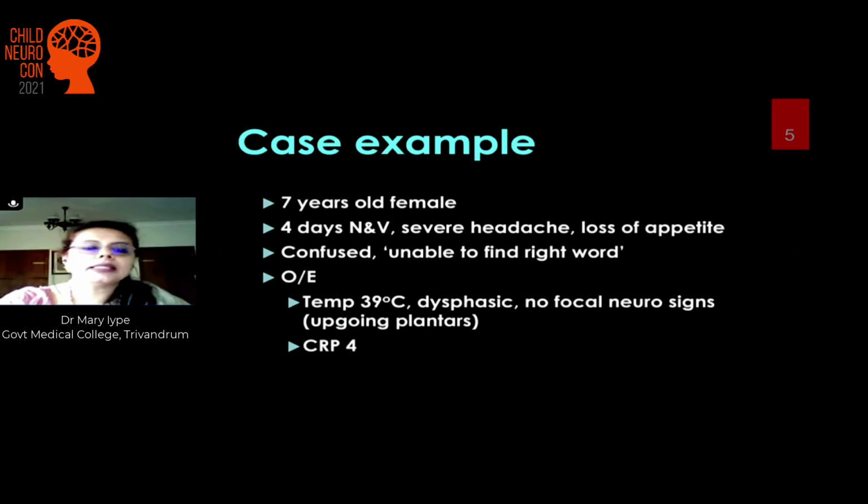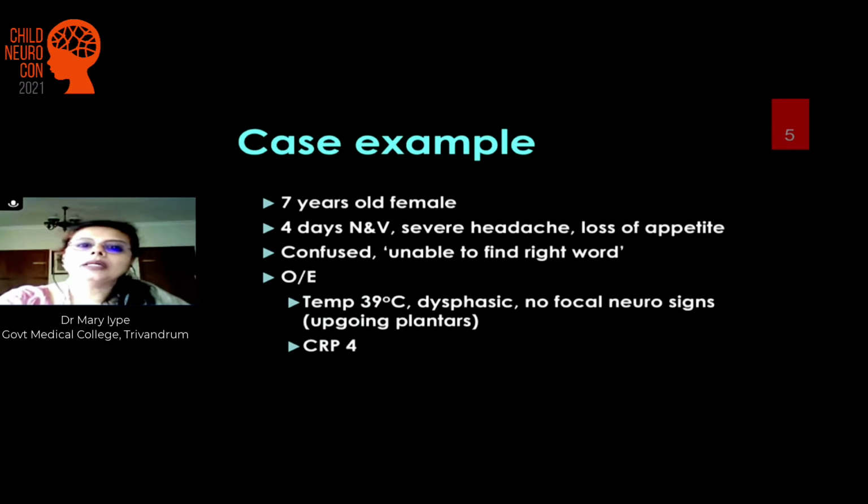This is a 7-year-old female who came with a 4-day history of nausea and vomiting, severe headache, loss of appetite, who's confused and unable to find the right word when she speaks. On examination, she was febrile, dysphasic, with no focal neurological signs. However, she had upgoing plantars and her C-reactive protein was elevated. This was a case of viral encephalitis.